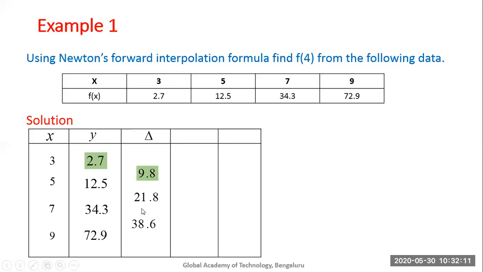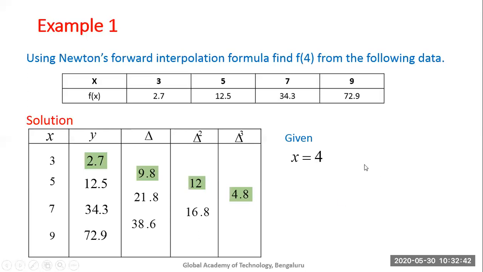Take the difference of these, you get second forward differences. 21.8 minus 9.8, you get 12. 38.6 minus 21.8, you get 16.8. So these are delta square y0, delta square y1. And the difference between these two is delta cube y0. As we know in our forward interpolation formula, we require y0, delta y0, delta square y0, and delta cube y0.